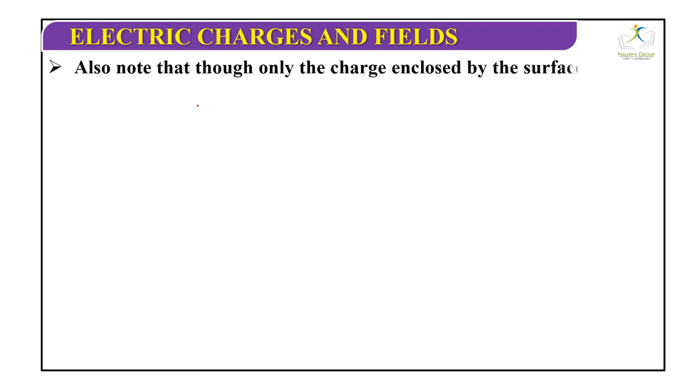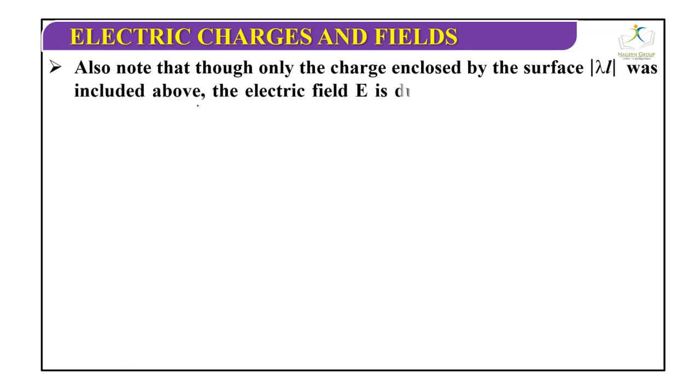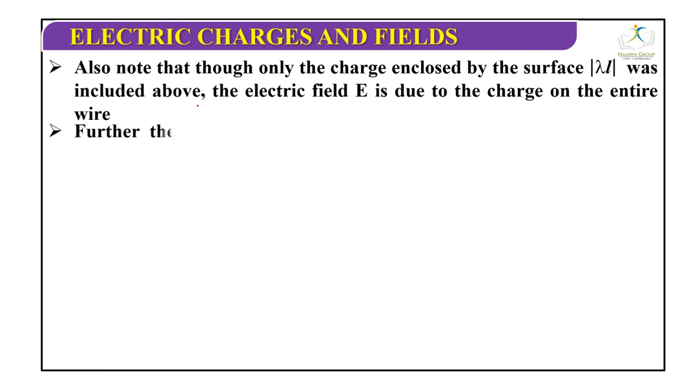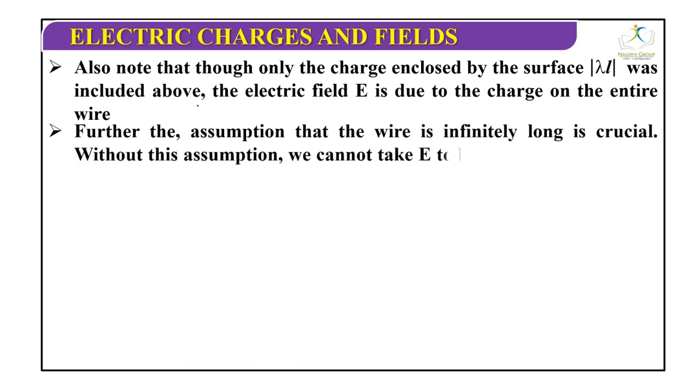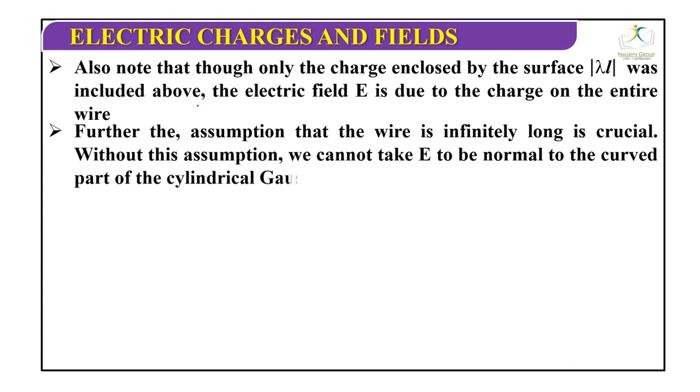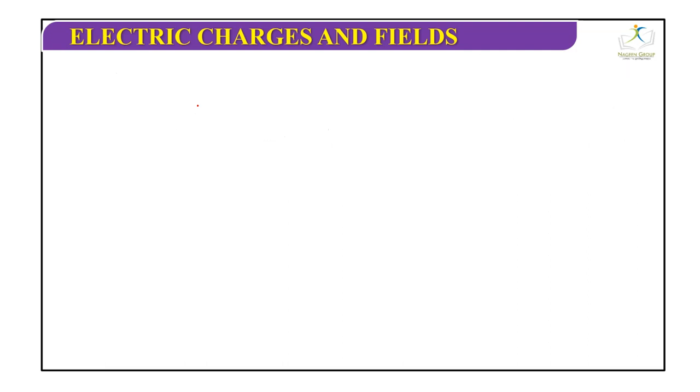Also note that though only the charge enclosed by the surface, lambda L, was included above, the electric field E is due to the charge on the entire wire. Further, the assumption that the wire is infinitely long is crucial. Without this assumption, we cannot take E to be normal to the curved path of the cylindrical Gaussian surface.